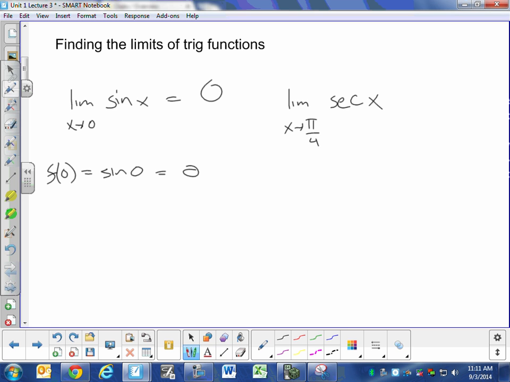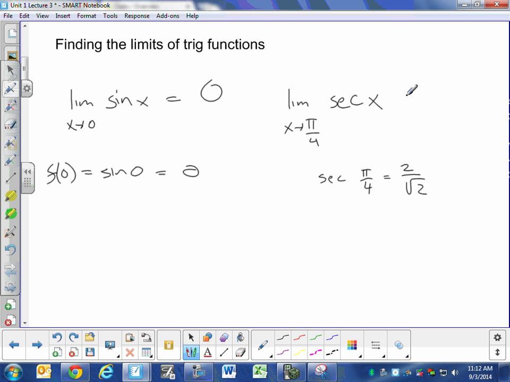Same thing for secant. We want to find the limit as x approaches pi over 4 for secant. Plug in pi over 4. If you get a value, that's going to be your limit. So let's do secant of pi over 4. Cosine of pi over 4 is root 2 over 2. Secant would be 2 over root 2.